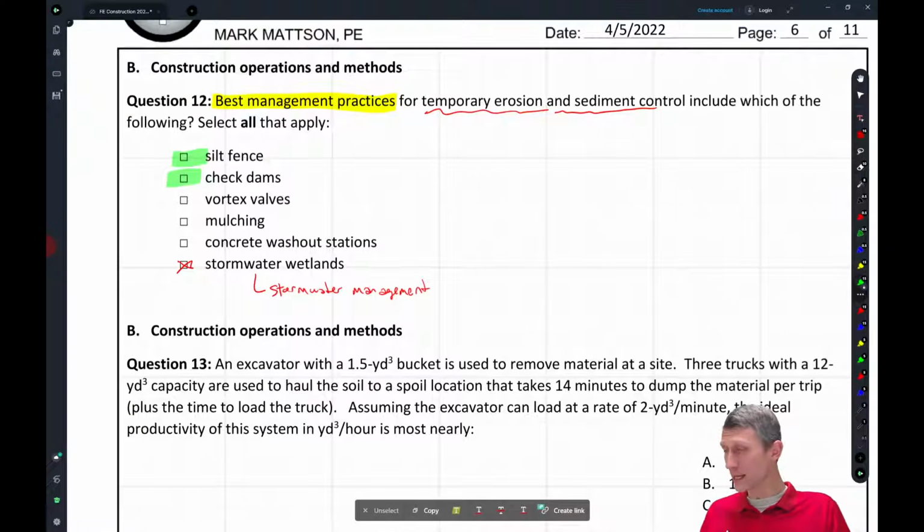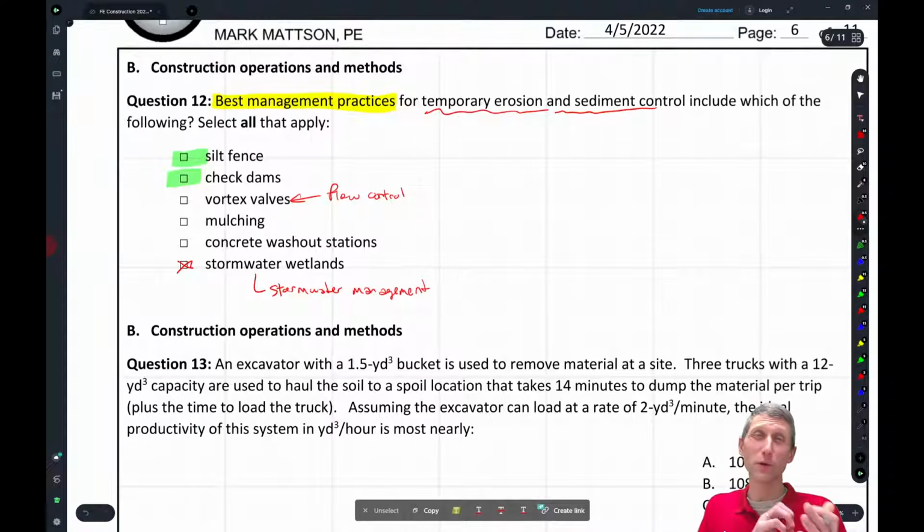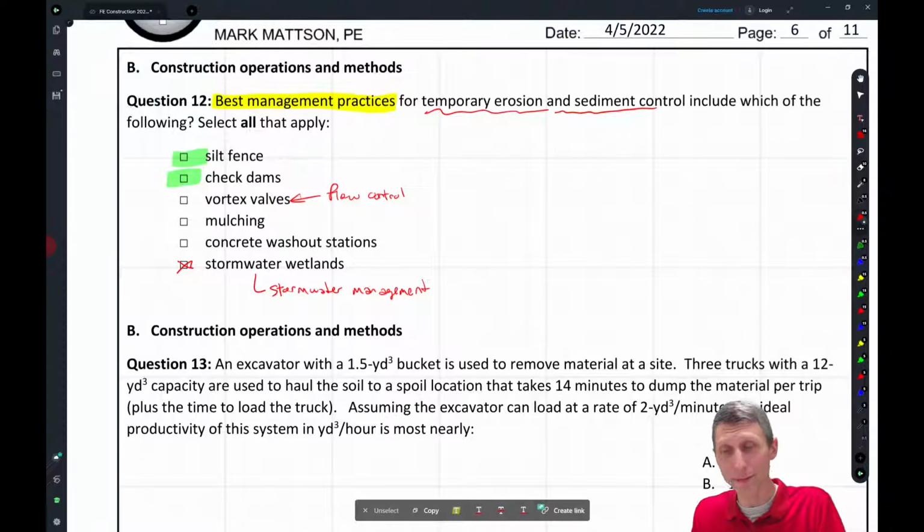Vortex valves. There are such things as hydrodynamic vortex separators, which are stormwater best management practices. Those hydrodynamic separators spin the water around and then have water come back up and out, and they trap sediment and they trap garbage. But the vortex valve is a flow control valve. It's not specifically a best management practice for erosion and sediment control. So I'm going to X that one as well.